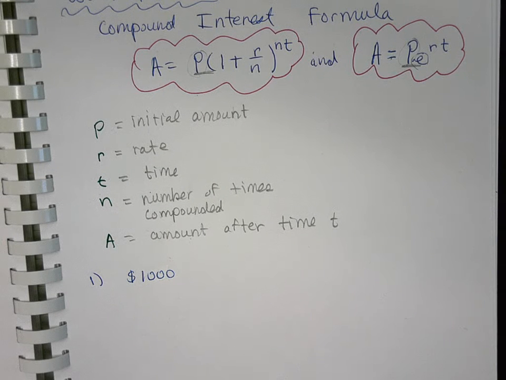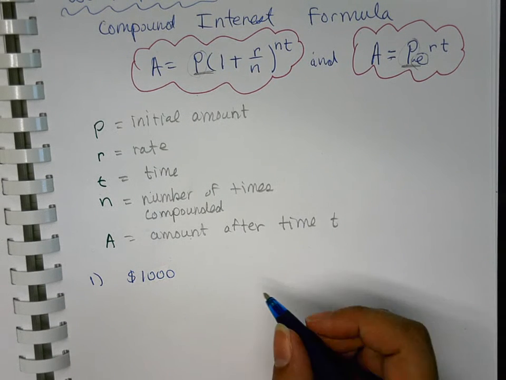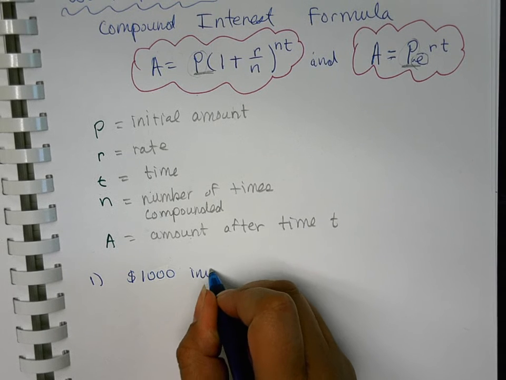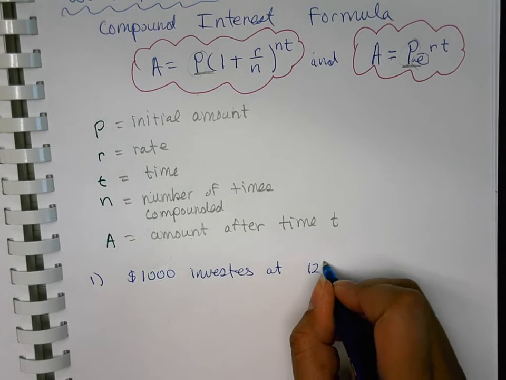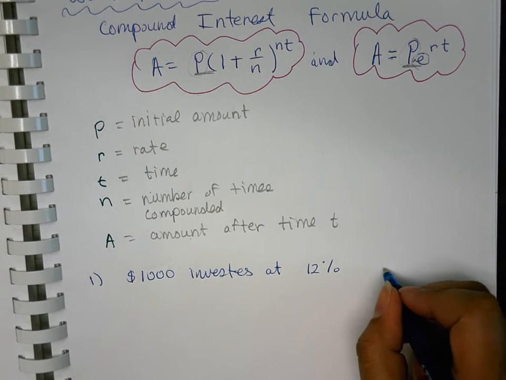All right, $1,000 invested at 12%, compounded quarterly.